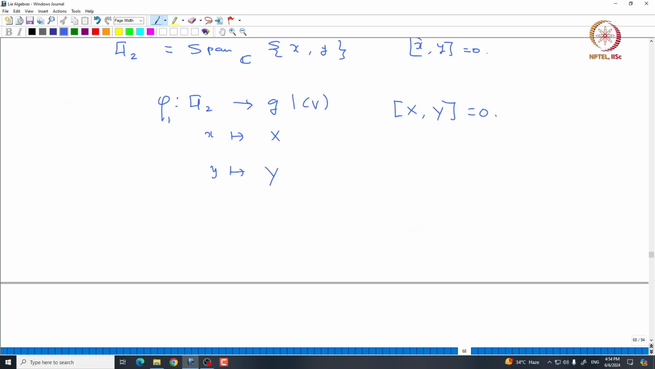Suppose you have one action, let us label it pi_1 as before. If you have one representation which is pi_1 and then another representation, again from A to GL of V, let us say we are only interested in classifying two dimensional representations of A_2.